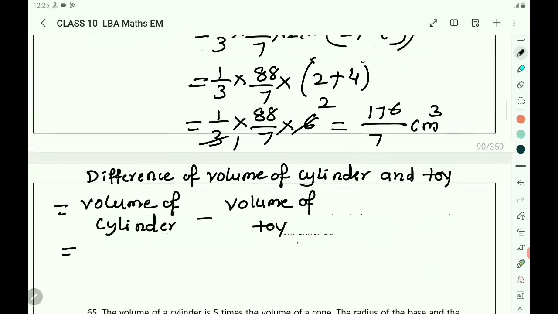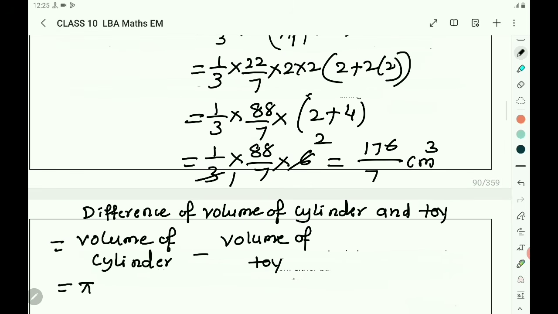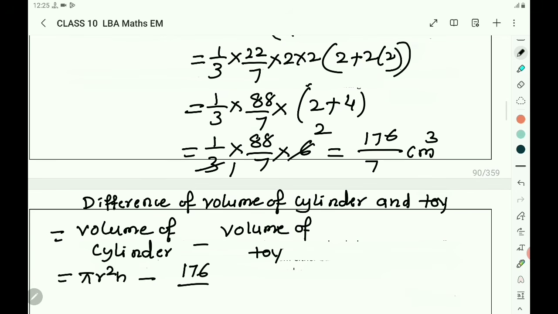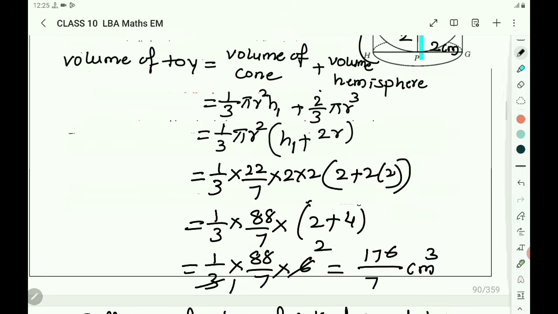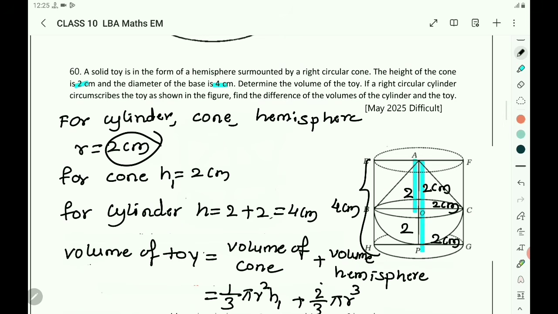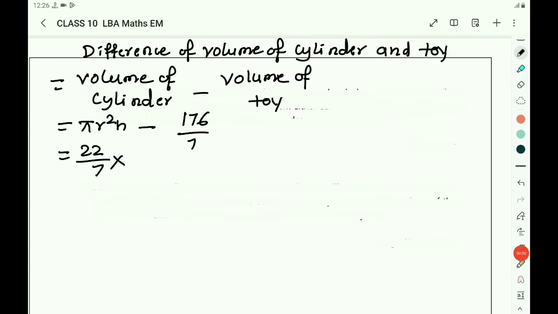Then write the formula for the volume of the cylinder. Volume of the cylinder is pi r square h minus the volume of the toy, which you got as 176 by 7. You write it as it is, minus 176 by 7. Then write the value of pi. Pi is 22 by 7. R is the same for all. R is equal to 2 centimeter and H is 4 centimeter. R square is 2 into 2, into H, H is 4, minus 176 by 7.